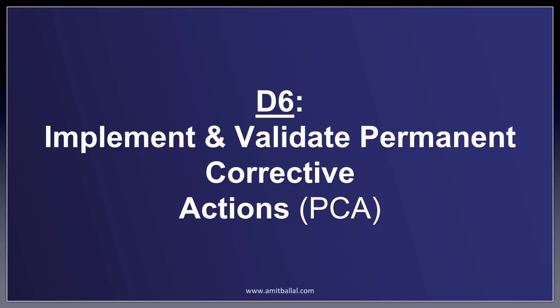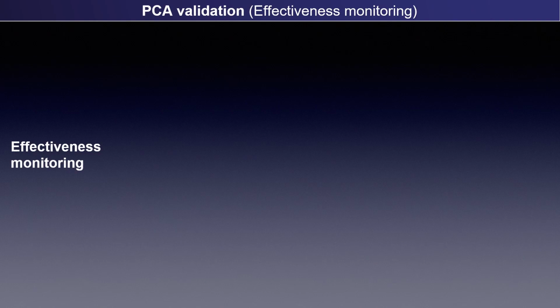D6, that is, implement and validate corrective actions. We are following all these steps so that the problem can be solved permanently to prevent recurrence in future. However, we need some mechanism to check whether the solutions implemented are really effective in solving the problem. Hence, once the PCA is implemented, we will check its effectiveness.